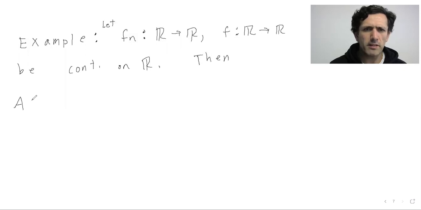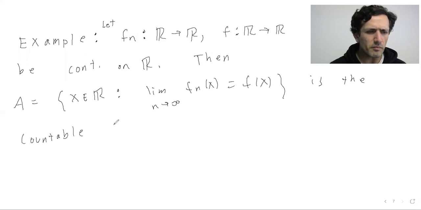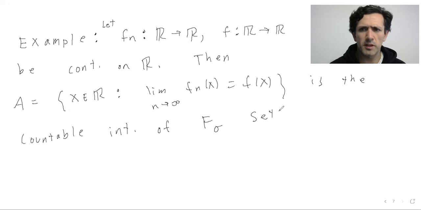So I claim that the set A, which is not a very exotic set, it's a very natural set, the set of all x where Fn of x, the sequence of real numbers, converges to F of x. This is the countable intersection of F sigma sets. Okay.